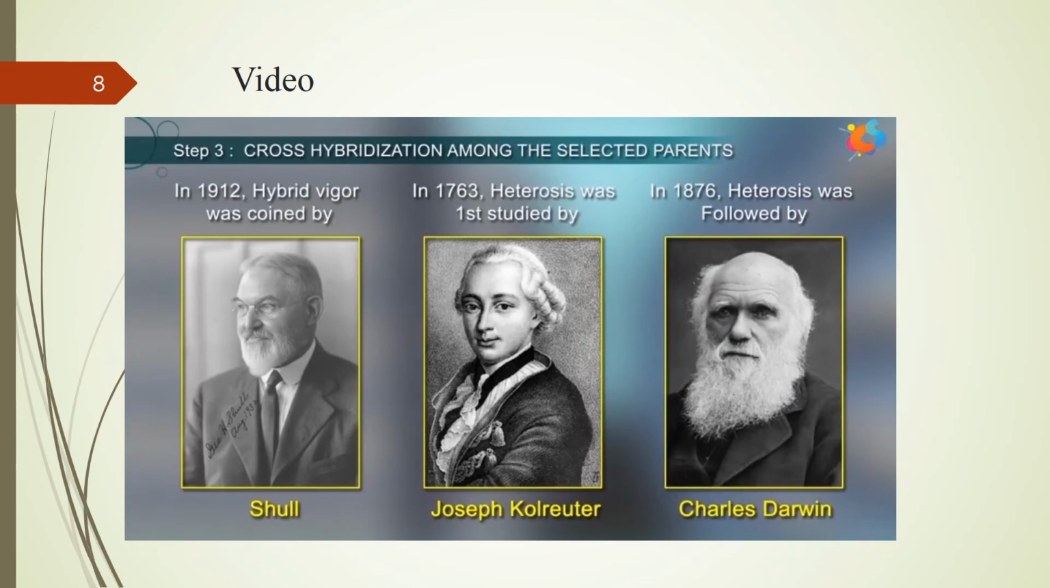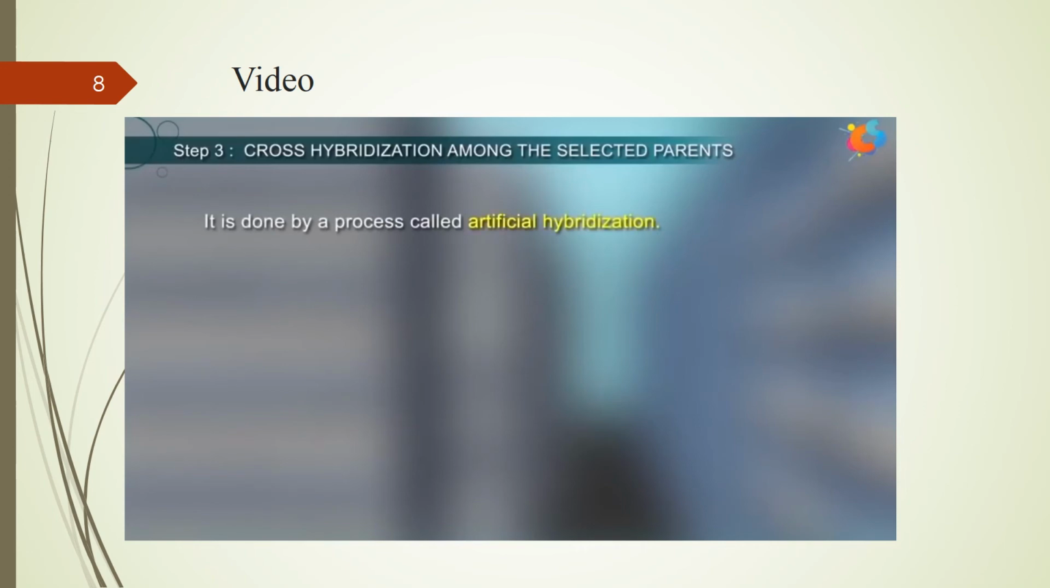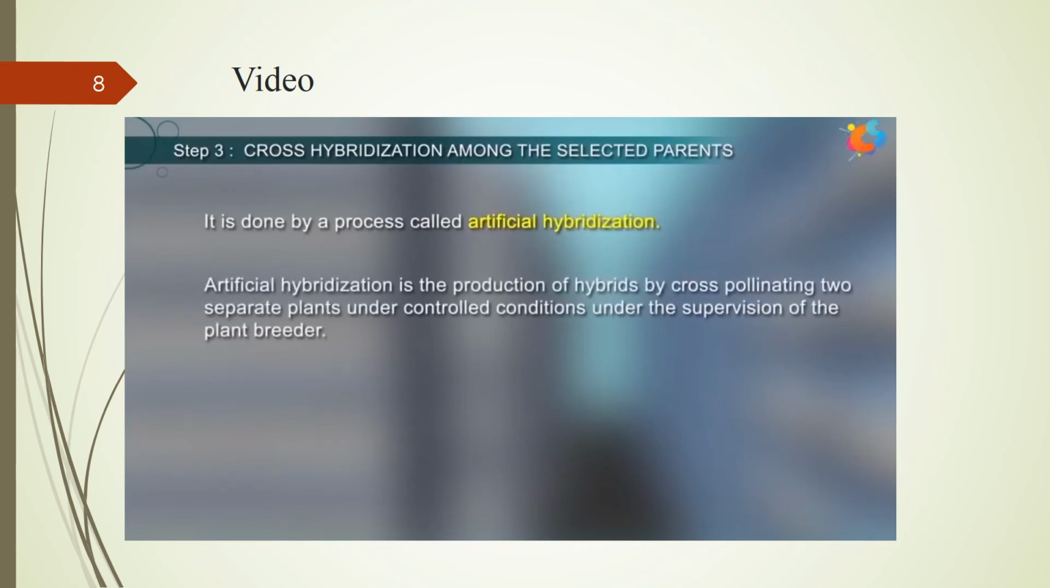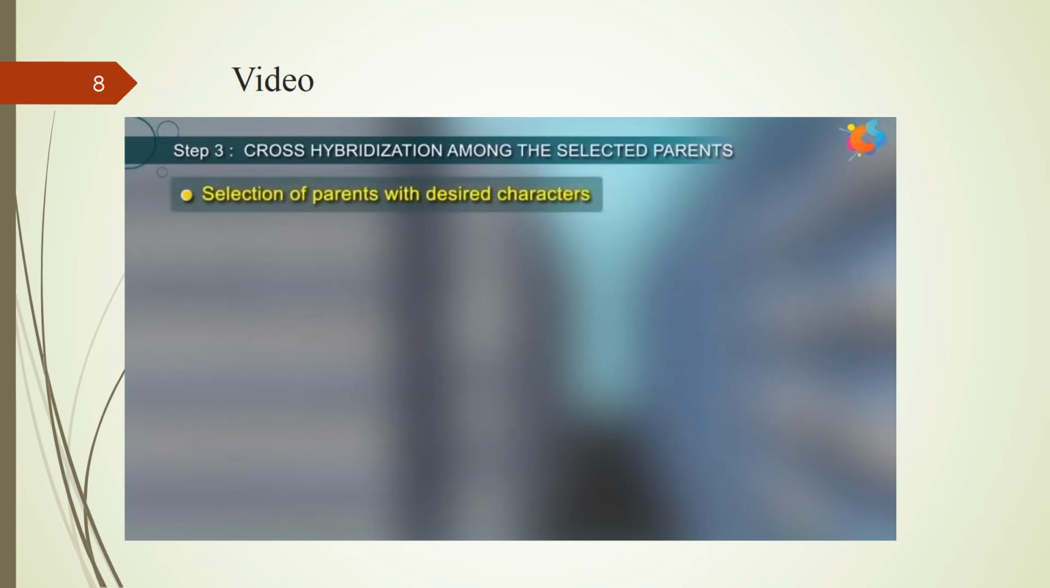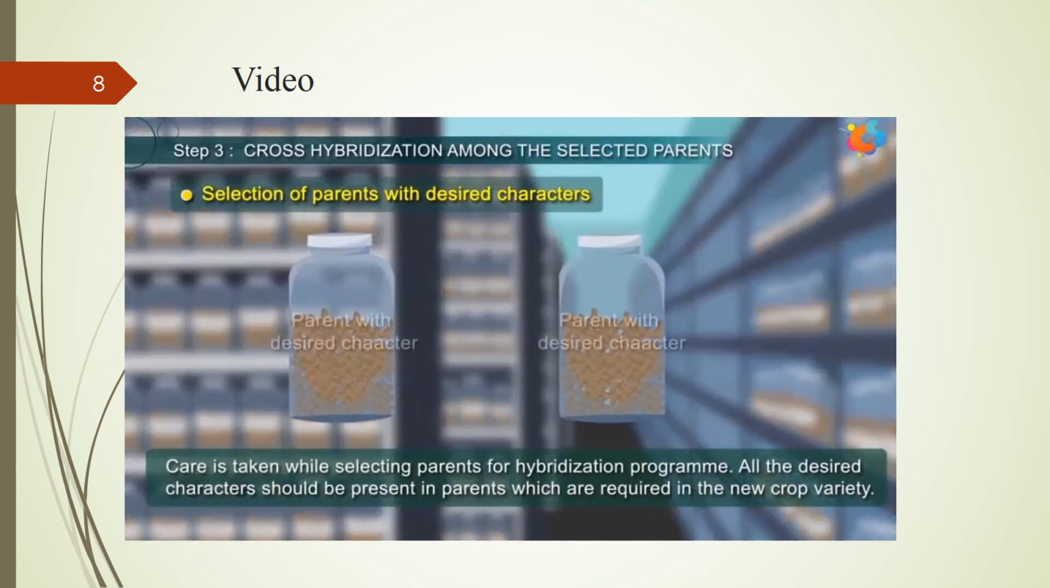Let us understand how cross-hybridization is done by breeders. It is done by a process called artificial hybridization. Artificial hybridization is the production of hybrids by cross-pollinating two separate plants under controlled conditions under the supervision of the plant breeder. This process of artificial hybridization in plants involves various steps. These are as follows. Selection of parents with desired characters. Care is taken while selecting parents for the hybridization program. All the desired characters which are required in the new crop variety should be present in the parents.